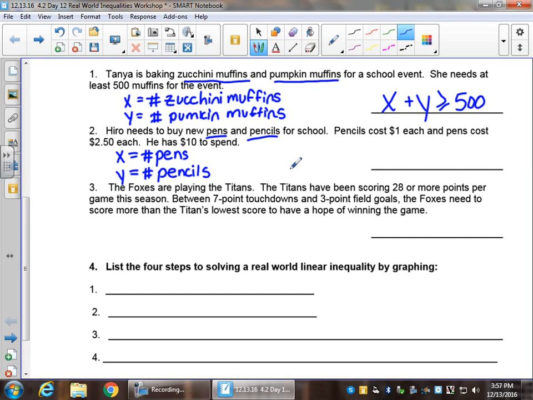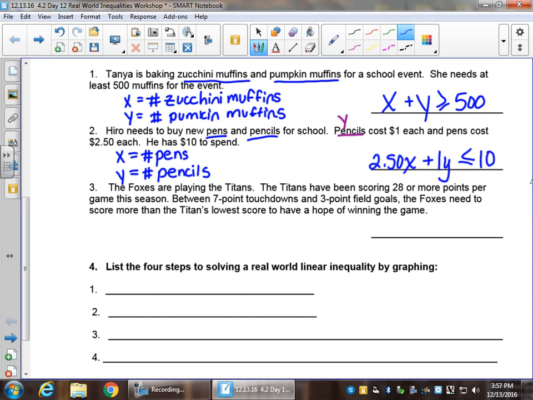And it may be very tempting to now say 1X. I actually wrote that the first time, and then I had to catch myself because it says pencils cost $1. Pencils is Y. Pens cost $2.50 each. So it's going to be 2.50X, because pens are $2.50 each, plus 1Y. This 1 is optional. You could just write plus Y. He has $10 to spend. So think about what that means. He only has a $10 bill in his pocket. He cannot spend any more than that. So less than or equal to 10, up to the $10.